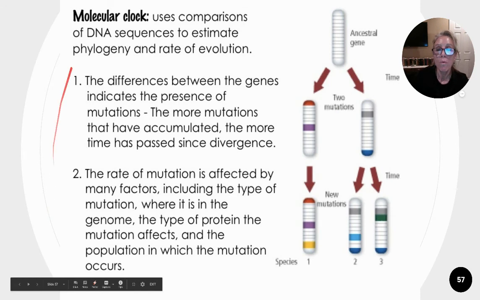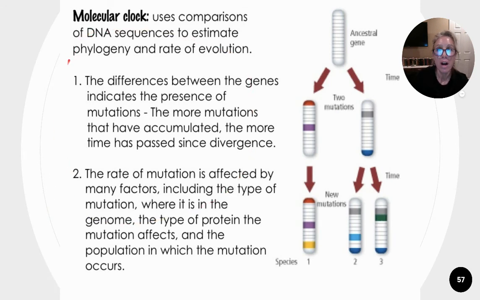So when you talk about that molecular clock that I just mentioned and gave you the notes on, you're comparing DNA sequences, and you're doing this to estimate its phylogeny, who you could have evolved from. So the difference between the genes indicates the presence of mutations. The more mutations they have, the more time has passed. And the rate of mutation is affected by many different factors: where it is in the genome, the type of mutation that it affects, and the population.